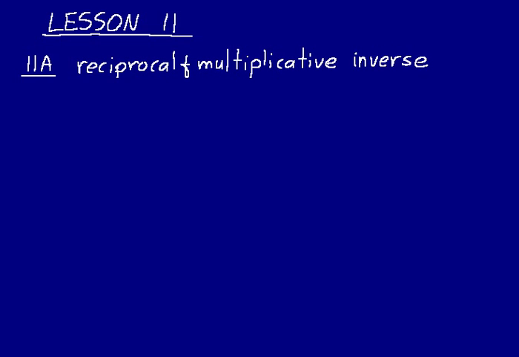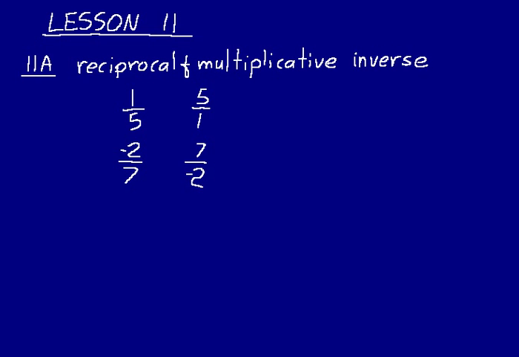So in part A, those two words, reciprocal and multiplicative inverse, they both mean the same thing. For example, if you had 1/5, the reciprocal or multiplicative inverse of 1/5 is 5/1. So reciprocal and multiplicative inverse are when you're working with fractions and you just flip the numerator and denominator. So -2/7, the reciprocal or multiplicative inverse is 7/2.